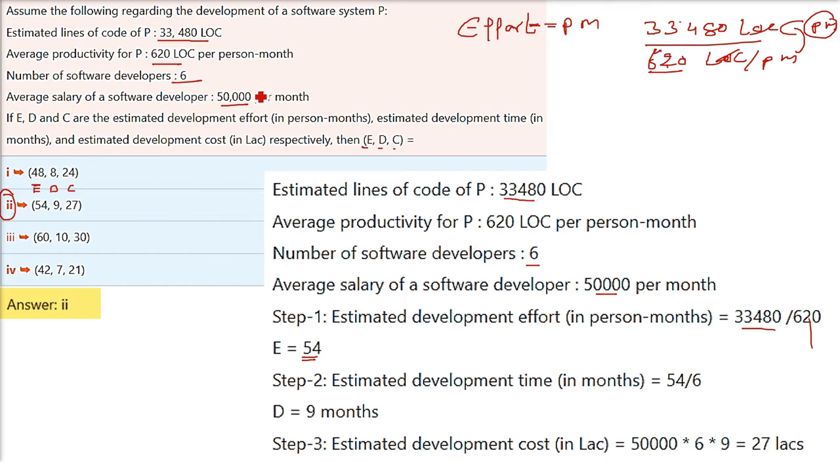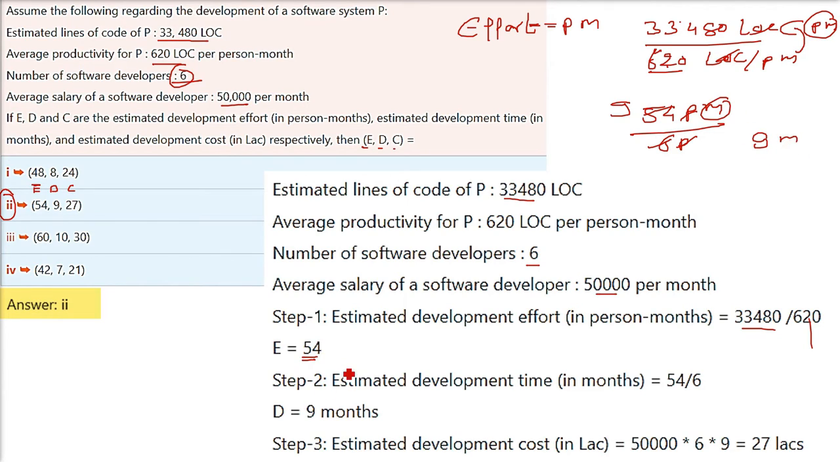Now the second thing you need to find out is the development time. Now you need time. So 54 is person month. If you cancel person from here, you will get it in months. How many persons are there? 6 persons. Cancel this. 54 by 6 is months. 9 months you need.